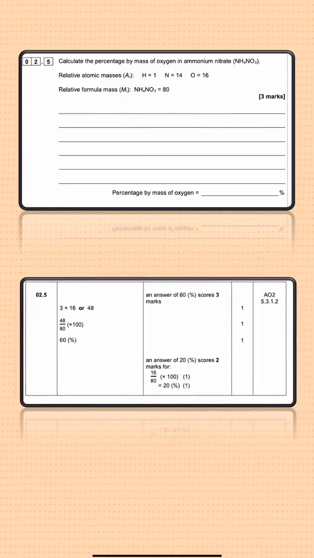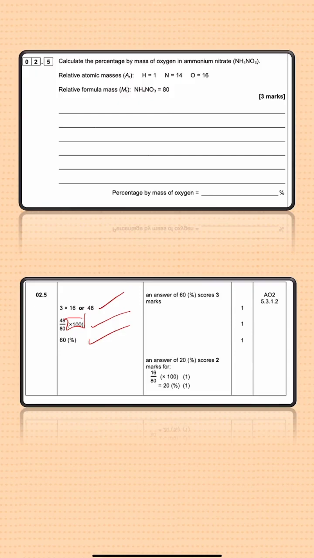So let's just compare that to what it says in the mark scheme. This is what we're going to do in all our questions. We're going to look at the mark schemes just to see what examiners want, or like alternative ways you can get answers. So 3 times 16, yes, we did that. That's 48. You divide it by 80. Let me know if there's anything you don't understand about this. And then don't forget to times it by 100 because of percentage. So you get a 3rd mark for the final answer. Hope that made sense.